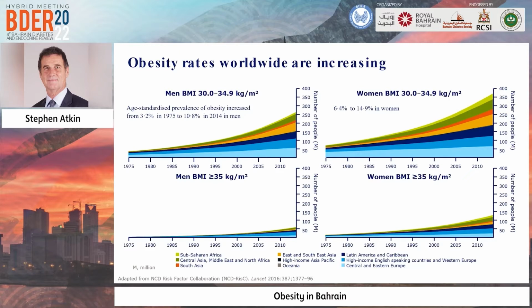And this was also reflected in women with a body mass index of 30 to 35, and also men with a body mass index greater than 35, and women with a body mass index greater than 35. As you can see, as time is progressing, there's a marked increase in the amount of obesity over time.